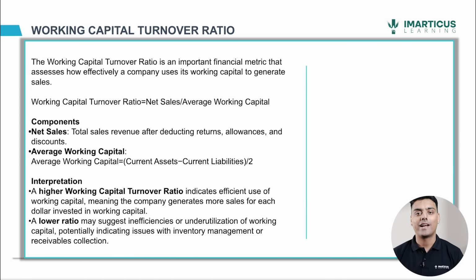The next ratio we look at is the working capital turnover ratio. The working capital turnover ratio is calculated using the formula net sales divided by average working capital. It tells us how effectively we use our working capital to generate sales.